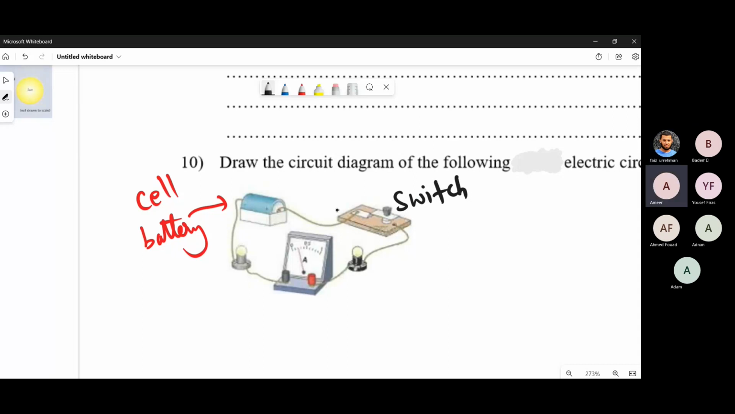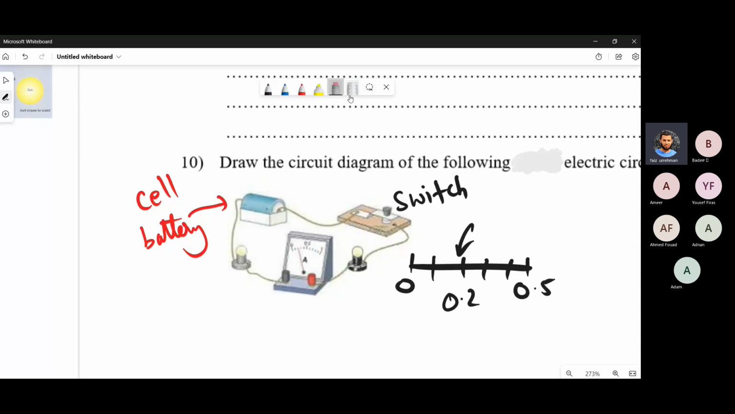How will we know if the switch is on or off in this diagram, or in any diagram? You can see the needle is not on zero. Oh, from the ammeter. It's 0.2. See, he's so accurate. If this is 0.5, this is one. Now we are going into mathematics. This is zero and this is 0.5. So how much is this? So this will be 0.2. Very, very good.